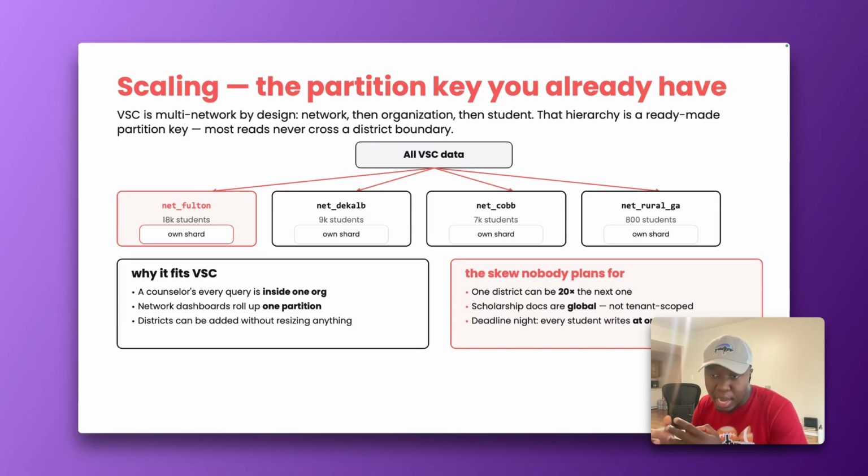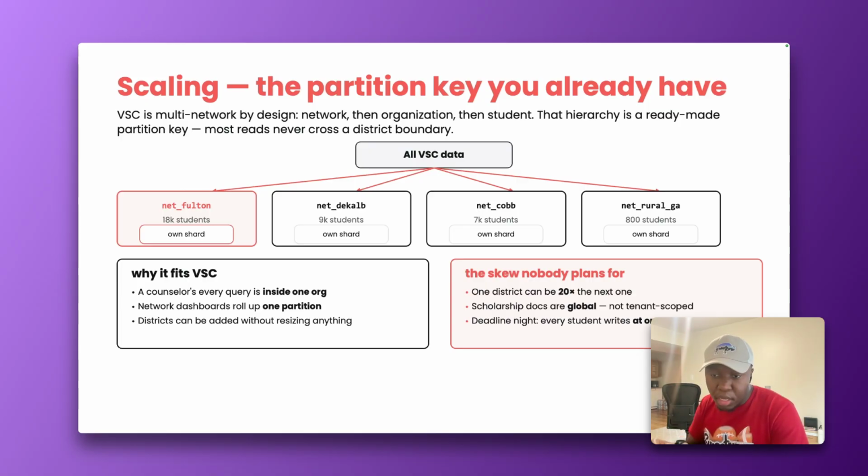So what this means is that most of the time when we're having a read, reads usually go by network. Very few times do you have reads that are reading from multiple networks at the same time. When I log in as a student, I'm mostly under just one particular network. So this is a very good use case for using a NoSQL database, because they're optimized for partitioning.